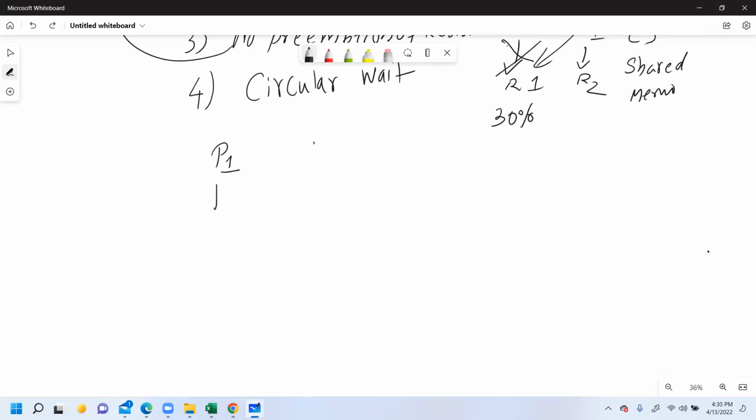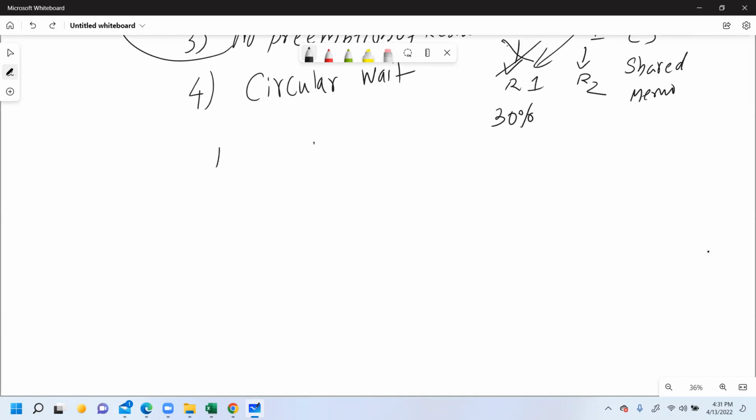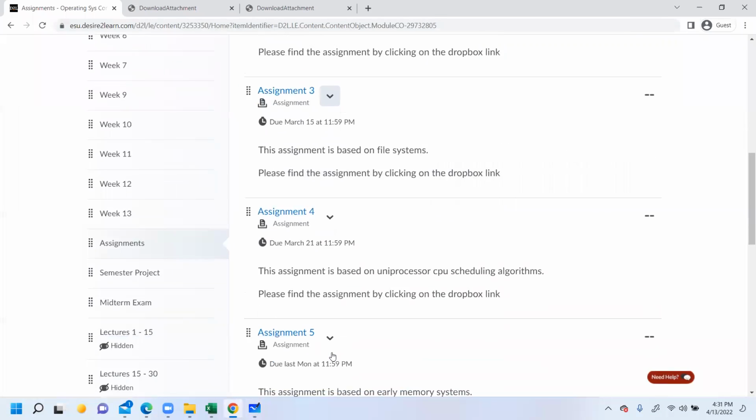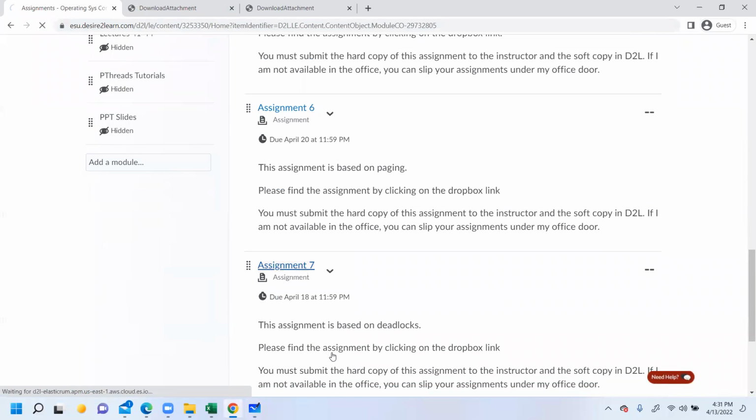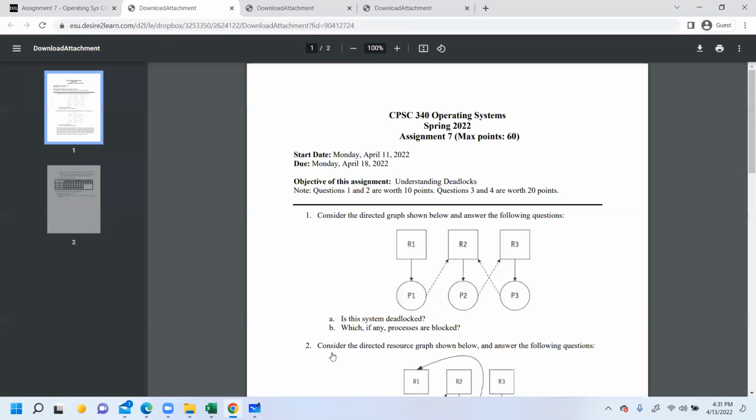So let's say P1 is holding R1, and P2 is holding R2. The circular wait happens because P1 is requesting R2 and P2 is requesting R1. This is a circular wait condition. Is that right? I'm mixing the arrows. I don't want to confuse the arrows, because arrows matter a lot. In the assignment, I told you a convention, and I just want to use the same convention that I used in the assignment.